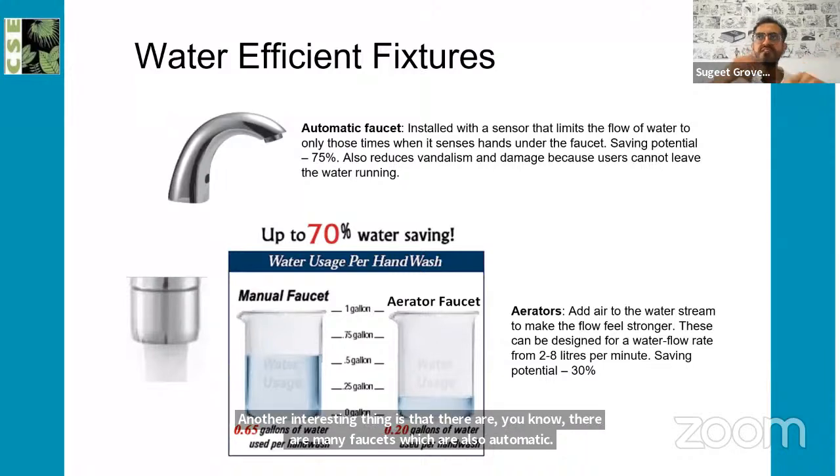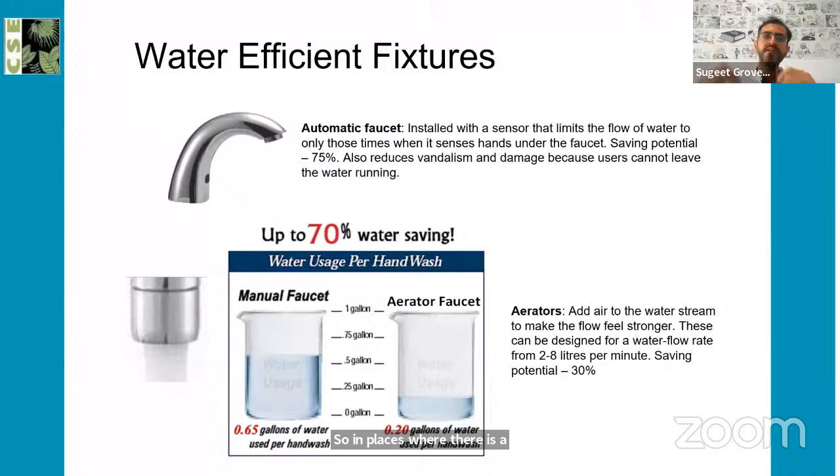Another interesting thing is that there are many faucets which are automatic. So in places where there is a likelihood that people might just keep the water running, you might use an automatic faucet so that people just put their hand, the water goes, and it stops after that. An example of this is also used in our own campus at ATI, where we have used a tapping tap, which means that we press it, the water comes out for a few seconds, maybe 3 to 5 seconds, and then it pops back and it's gone. So there is no chance for people to waste water by just keeping the faucet running.